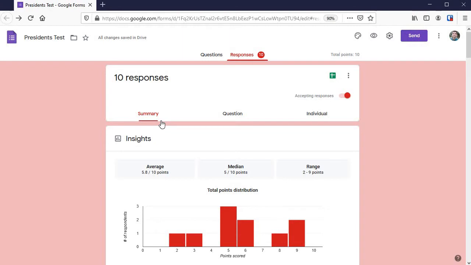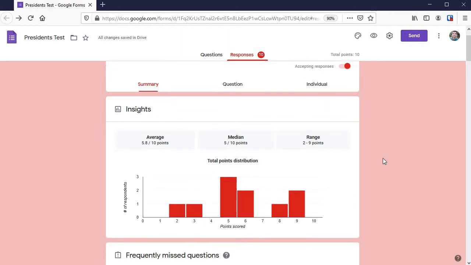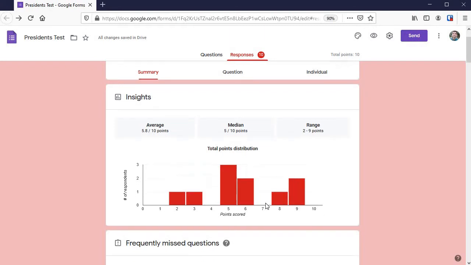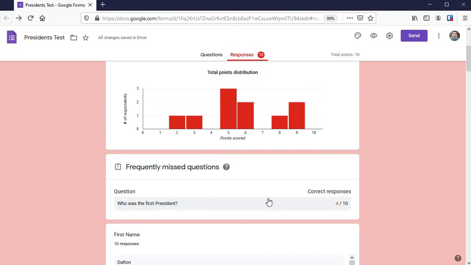And so, summary gives us some amazing graphs. This is an overall of how many points, shows the range and the average and median of the scores. And I love this, frequently missed questions. It gives some awesome data.